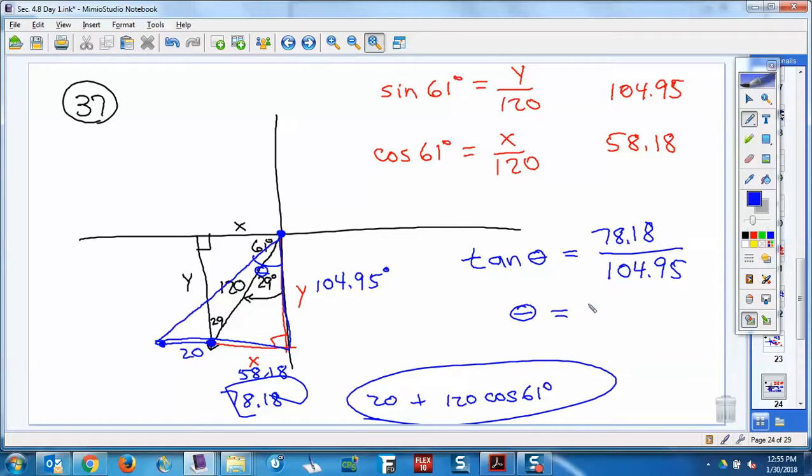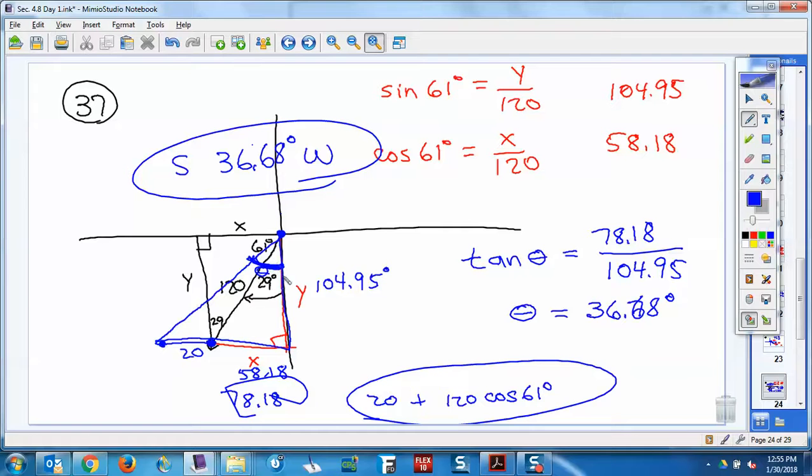$36 point something? Point what? 68. Okay. We'll go on degrees, we probably would go one decimal. Let's just say it's 36.68. Now, how are we going to write that? So it's the same as what the problem was given to us originally. South 36.68 degrees west, because it's south and then west that many.